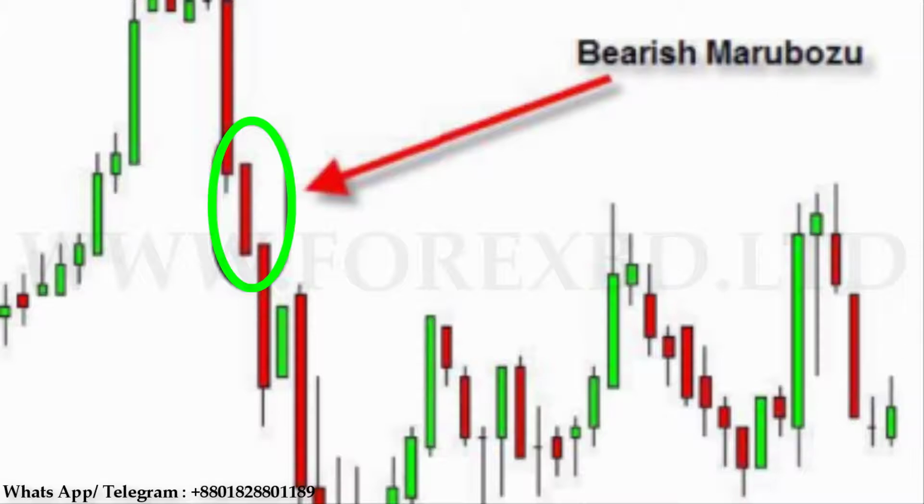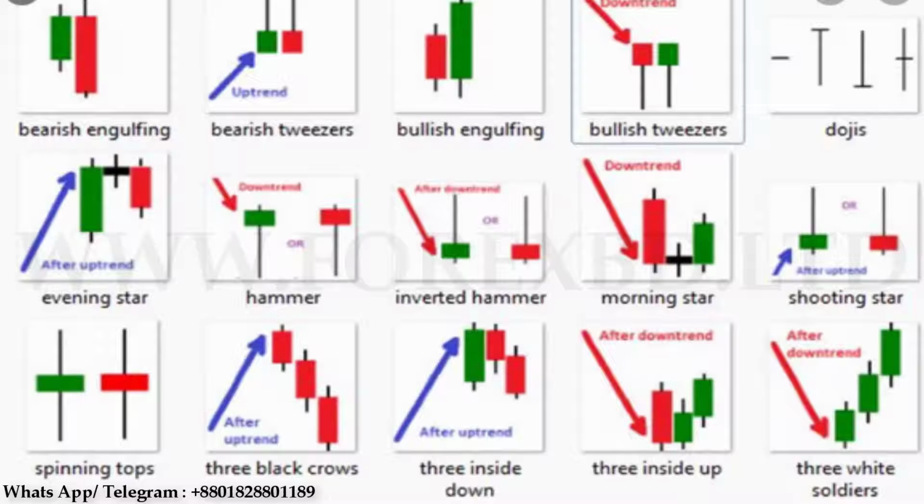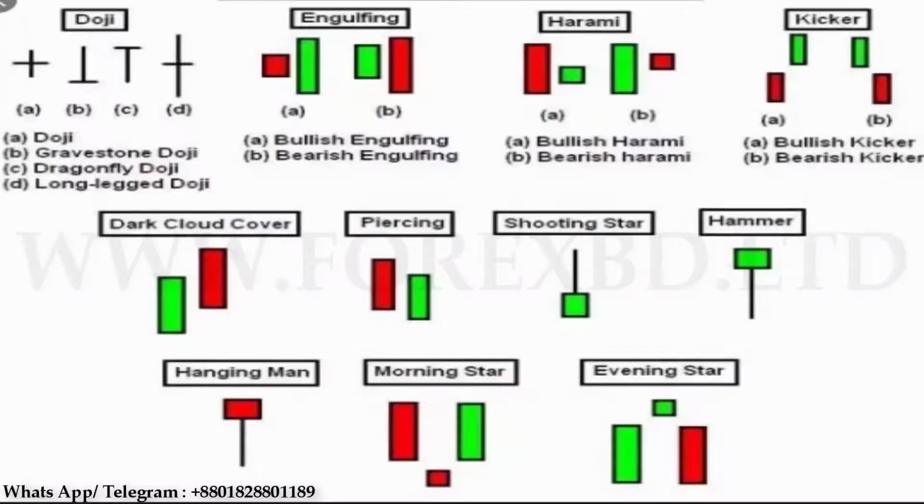Now the question may come to your mind, how to remember so many candles? Yes, we have shared many candlestick patterns, including the previous two videos and today's video, which will be hard for many to remember. So I will request you to watch the video again and again. Watch it a few times with patience and then practice, and make a shape for each candle.